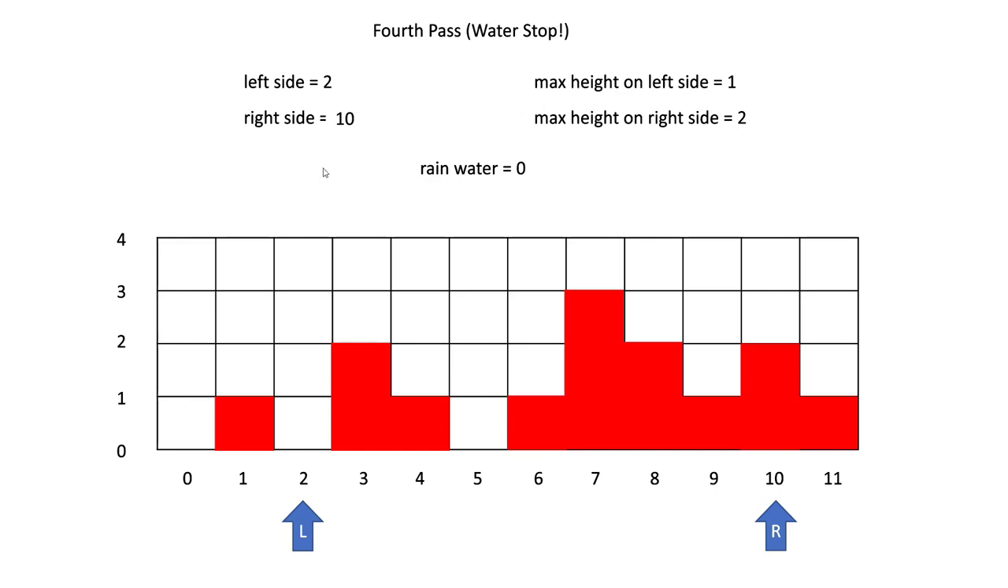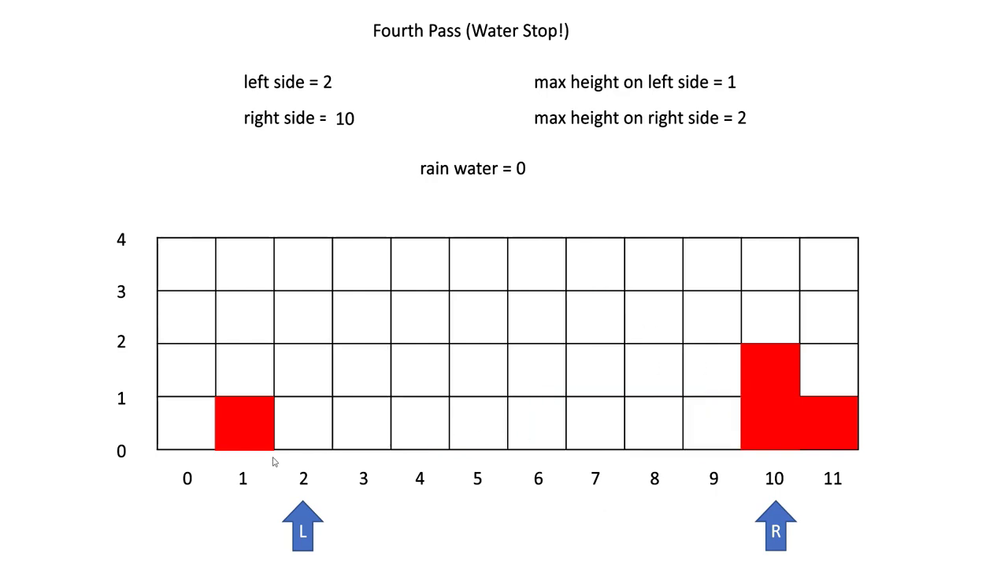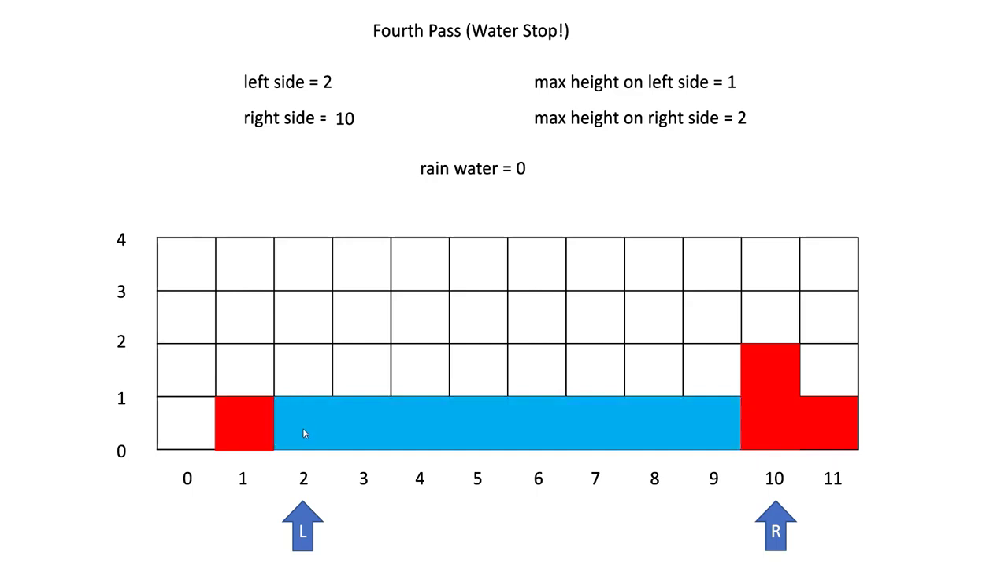But anyway, so we have the left side is 2, the right side is 10, and we have max heights of 1, 2. So let's take away all of the indexes that we haven't gone through yet. If you do that, you end up with this graph. Now technically you have a wall here of 1 and a wall here of 2, so you could put water all the way across this. Now this isn't accurate because we have no idea what's in 3, 4, 5, 6, 7, 8, or 9.